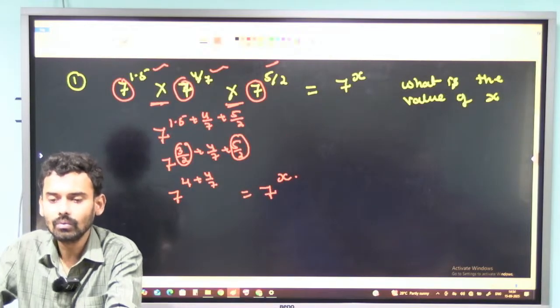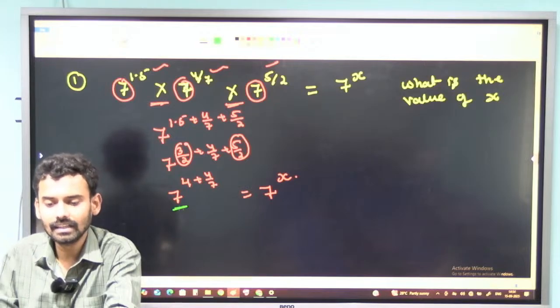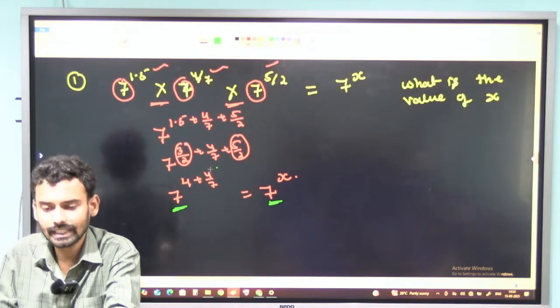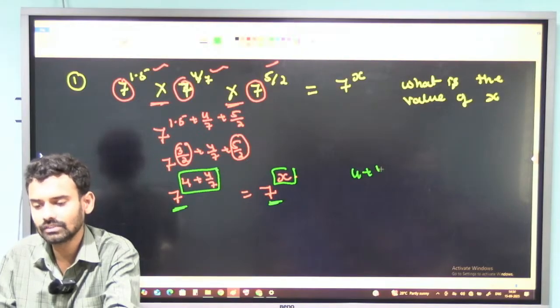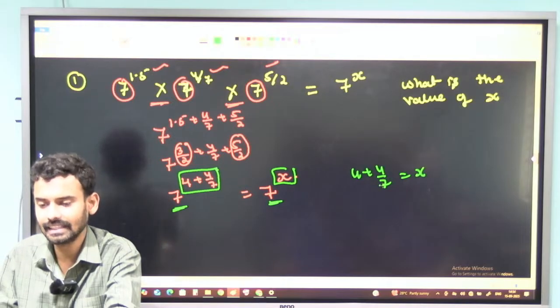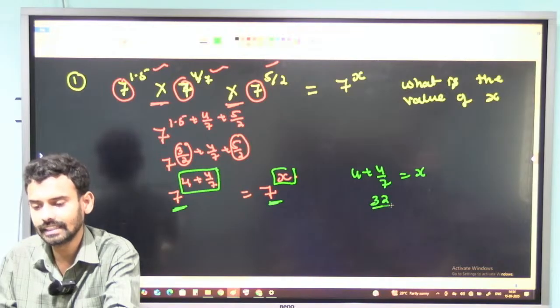x. Now, as we see here, the bases are the same. So, I can directly equate the powers and write 4 plus 4 by 7 is equal to x. If I take the LCM as 7 here, 7 4s are 28, 28 plus 4 is 32. So, 32 by 7 will be the value of x.